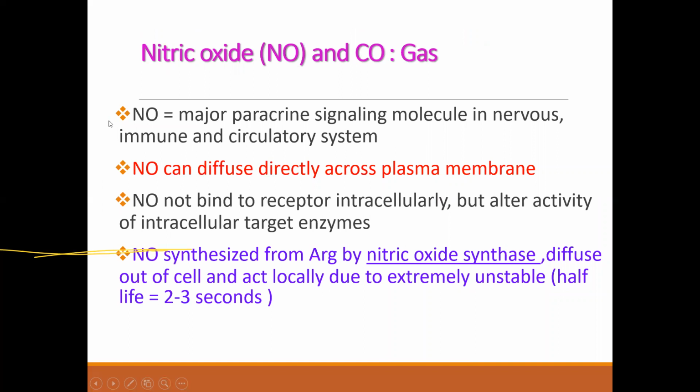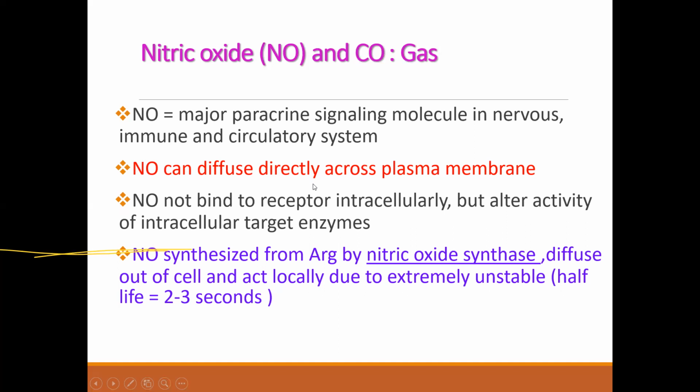The second group of signaling molecule is gas. The examples are nitric oxide gas or carbon monoxide gas. Nitric oxide gas is the major paracrine signaling molecule in the nervous, immune, and circulatory systems. Of course, nitric oxide gas is very, very small, right? The size is very small, and also it is a gas. Therefore, nitric oxide gas can diffuse freely directly across the plasma membrane.